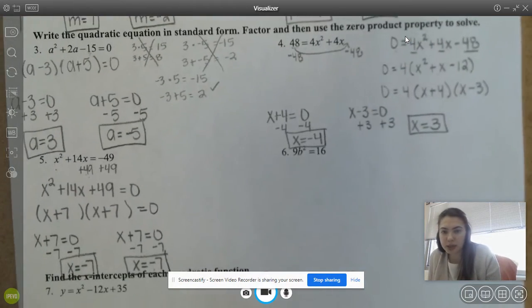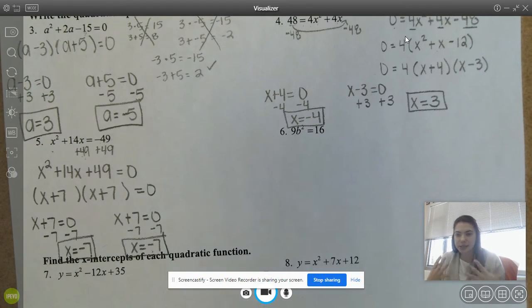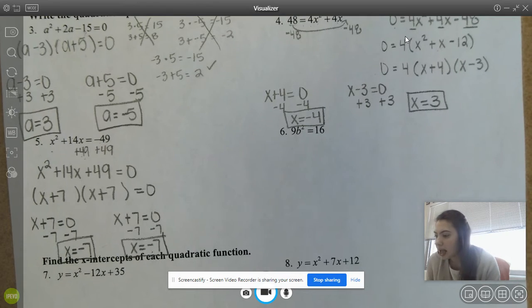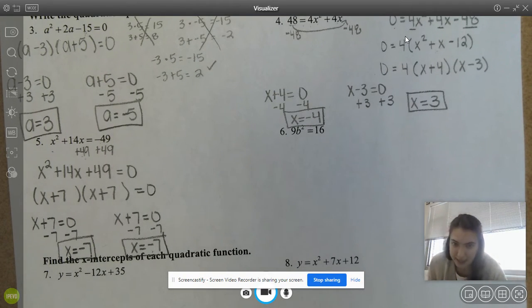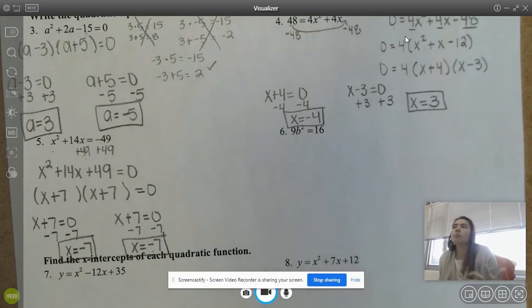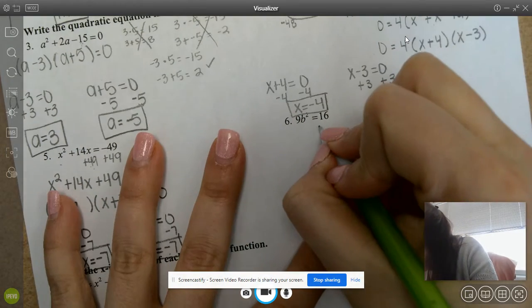All right, and then question number 6 looks a little bit different because what we're going to notice is there is no b value, right? So 9b squared is equal to 16. Now, we could solve this by square roots. We totally could. We could try and divide both sides by 9. We could take the square root of b squared to undo it, but we're factoring here, and we're using the zero product property. So let's go ahead and subtract 16 from both sides.